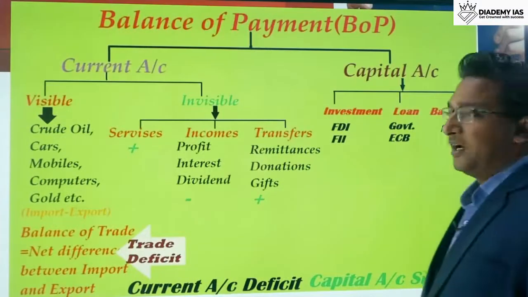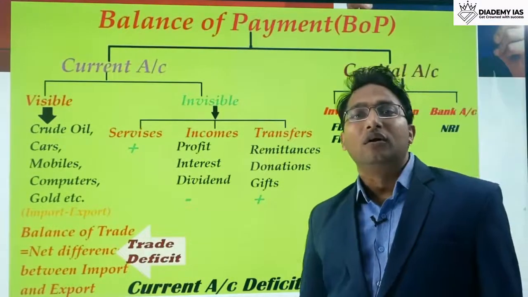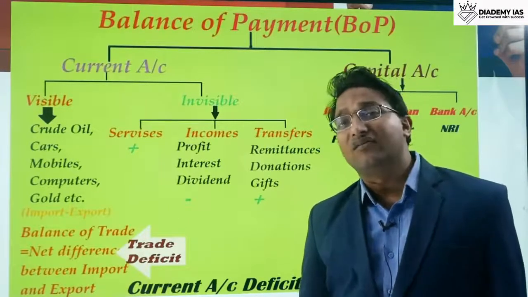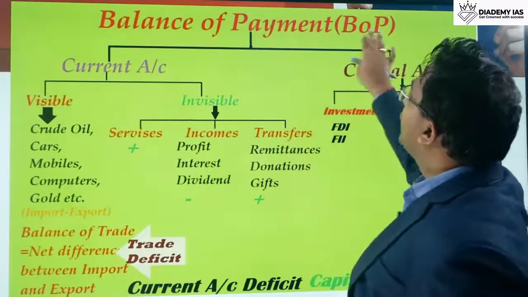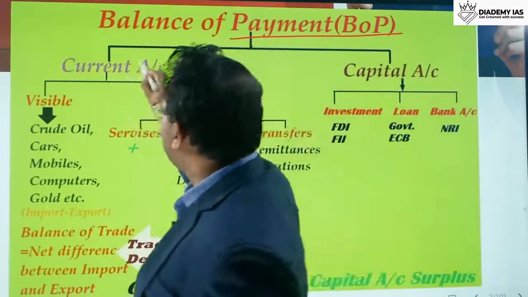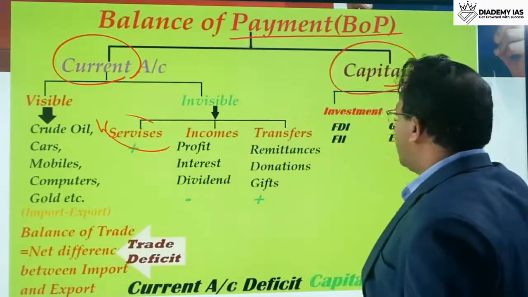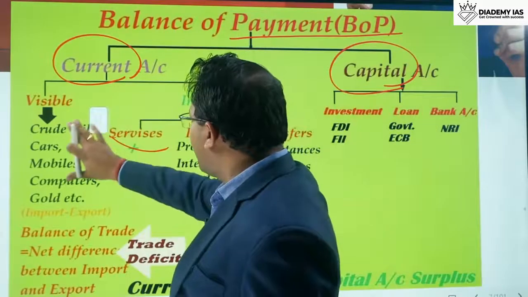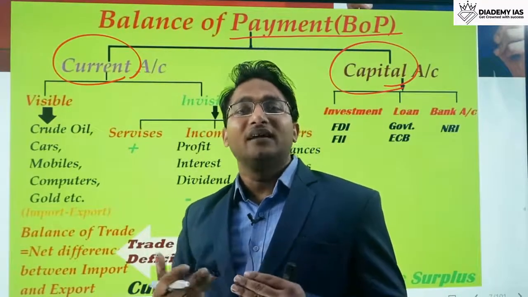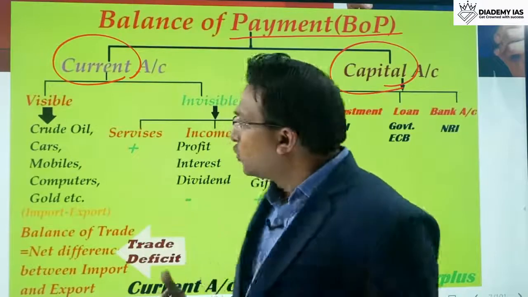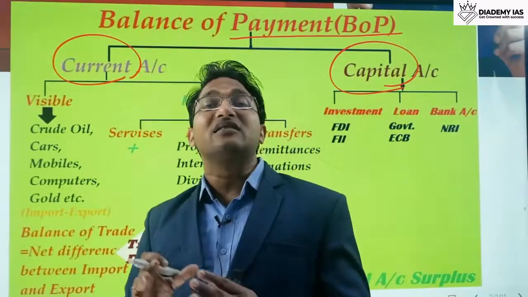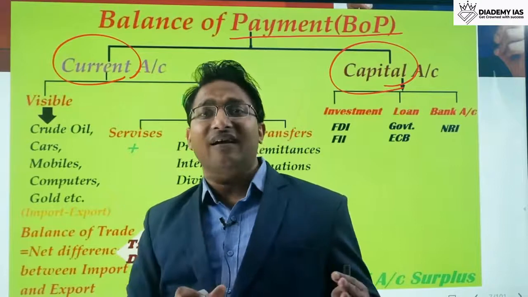Now, please see this diagram, which will give you a little clarity about the overall kind of transactions which happen between two countries. This is the balance of payment. It can have two major types of transactions: one is the current account transaction, another is the capital account transaction. What is the meaning of current account transaction? Current account transactions are those which result in either income or expenditure of the country. And they are single-time, one-way transactions also.